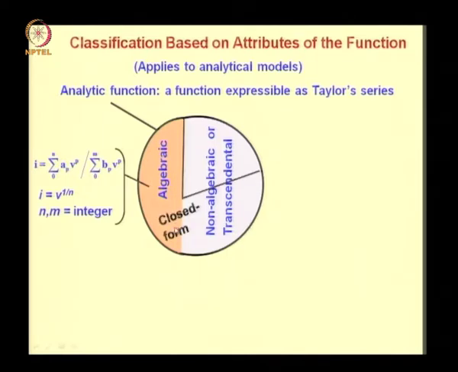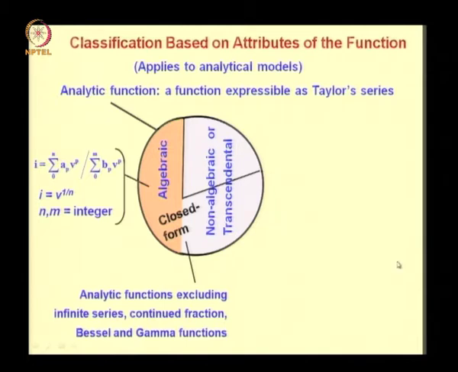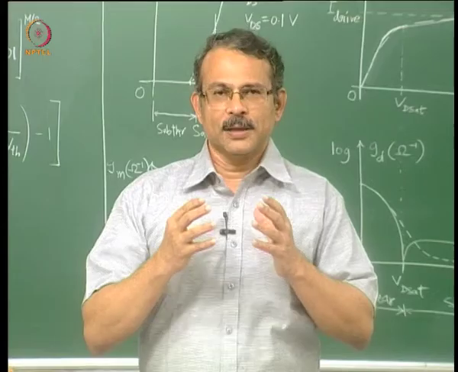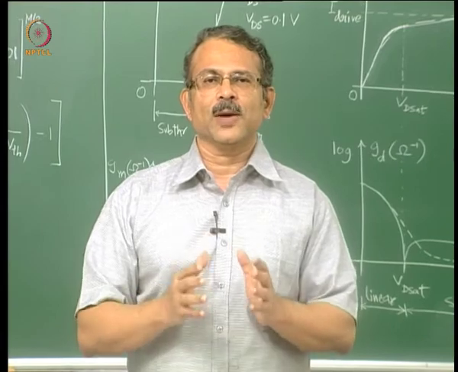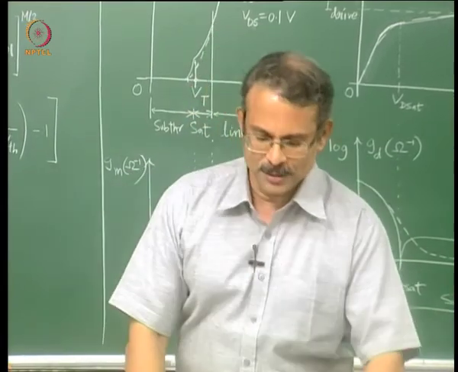Now the algebraic functions and a class of non-algebraic or transcendental functions constitute what is called the closed form type of functions. So closed form functions are analytic functions excluding infinite series, continued fraction, Bessel and gamma functions. For infinite series, continued fraction, Bessel and gamma functions, an infinite number of calculations are required in exact evaluation of the function.